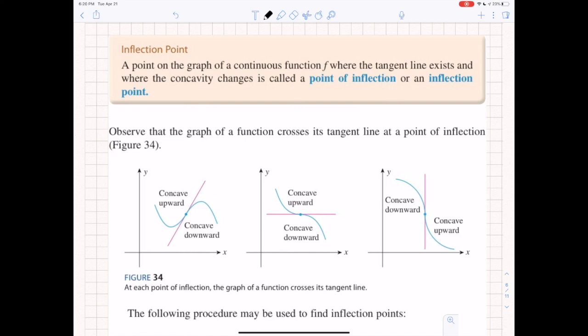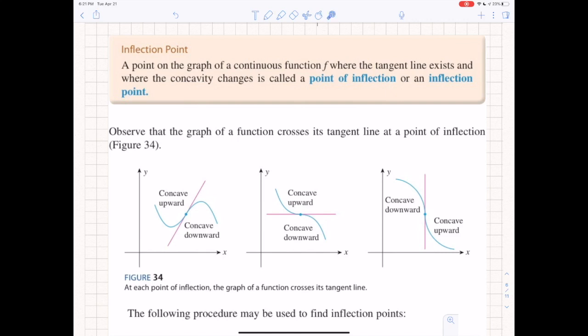So observe that the graph of a function crosses its tangent line at a point of inflection. Because if you remember, when we talked about concave up, your graph sits on your tangent lines, all the tangent lines are drawn below the curve. But when you're concave down, all of the tangent lines are drawn above it, so the graph sits below all of your tangent lines. That means if you have a point of inflection, there's a change where the graph essentially sits above and then below, or vice versa.